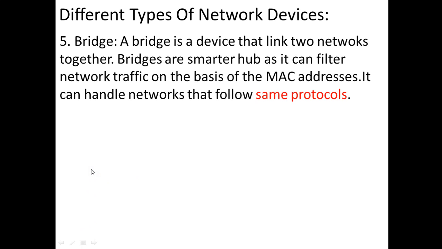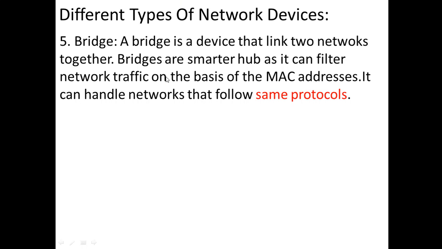Next is the bridge. A bridge is a device that links two networks together. Two networks together means two LANs together. One LAN is in one office or building. The second LAN, a local area network, is in another building or office. So two LANs, two networks, will be connected with each other with the help of the network device known as a bridge.